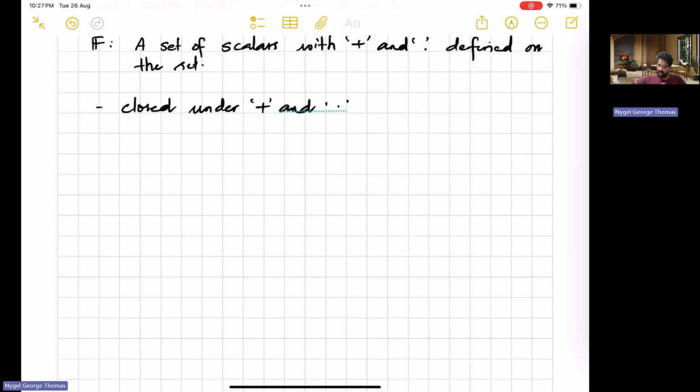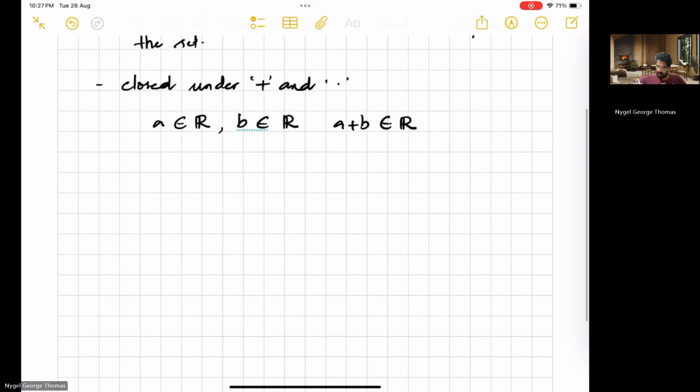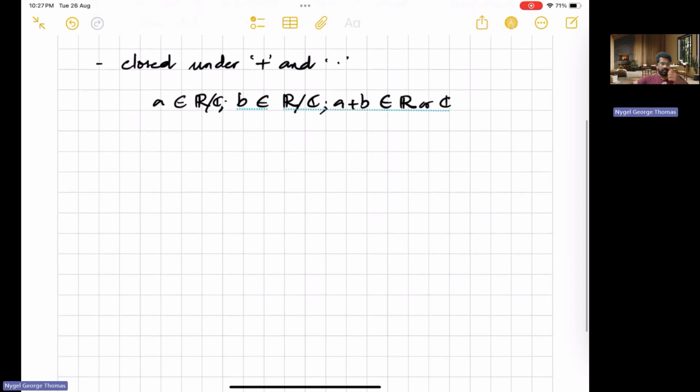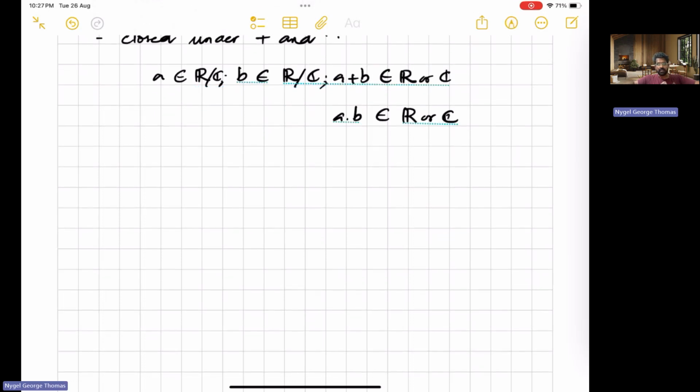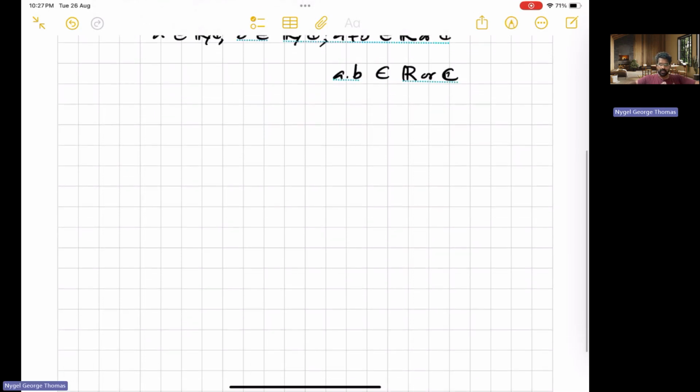For example, if you have the set of real numbers, taking two numbers A belongs to R and B belongs to R, then A plus B belongs to R or C. Similarly, A dot B also belongs to R. This is what is meant by it being closed under addition and multiplication.